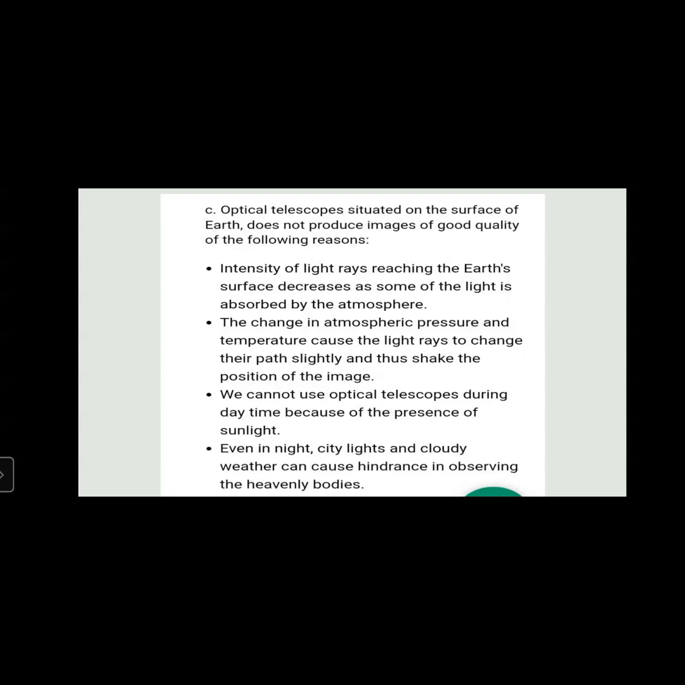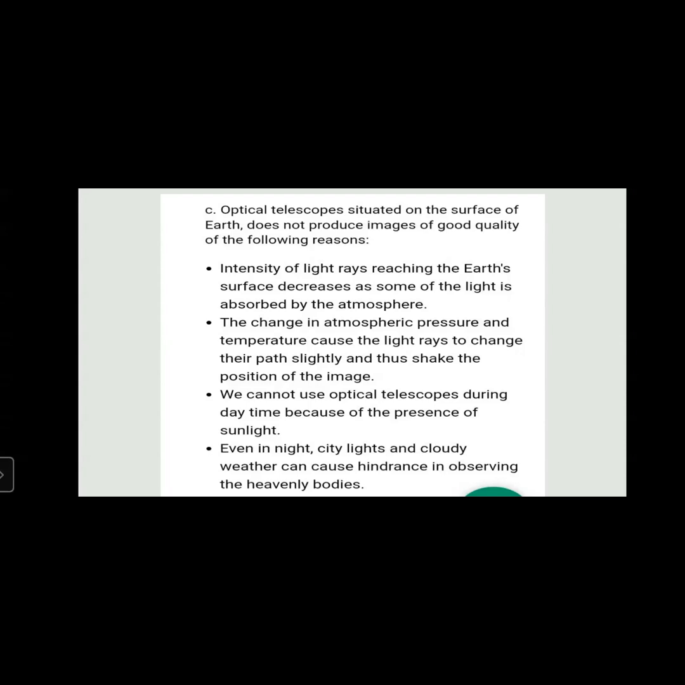What are the difficulties in using ground-based optical telescopes? So the same answer will be repeated here, right? So you have to write that only. Optical telescope situated on the surface of the earth does not produce images of good quality for the following reasons. So the same reasons you have to write. Only the question is asked in a different manner.